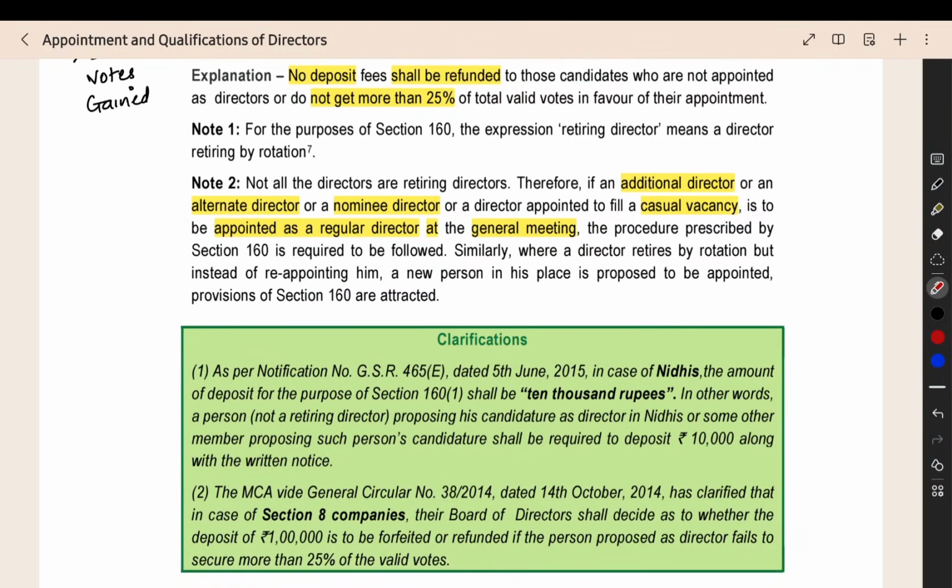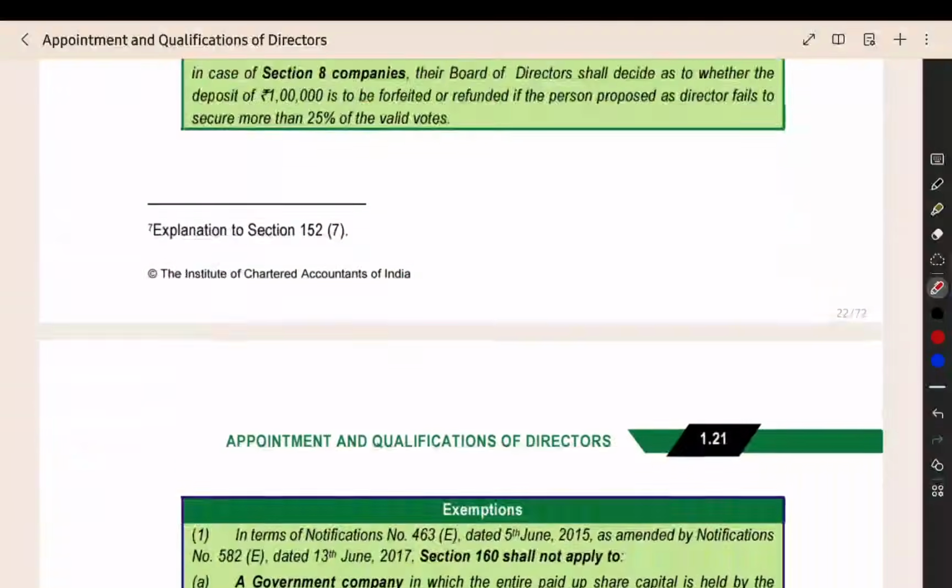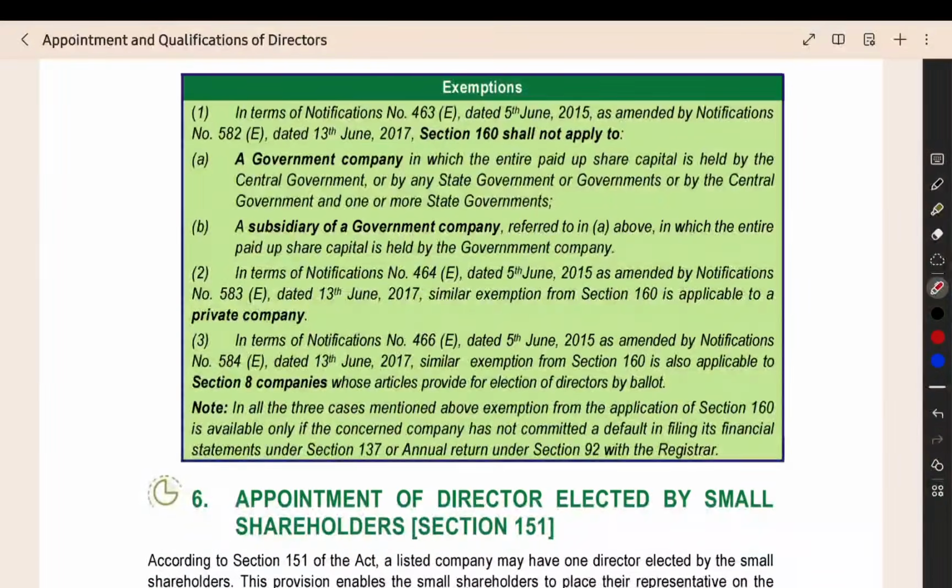Then the next point is we saw some directors, right? Casual vacancy, alternate director, additional director, nominee director, and those directors. If you want to make them a regular director, then also you have to follow this procedure, Section number 160, which is this section only. That's all about Section number 160.